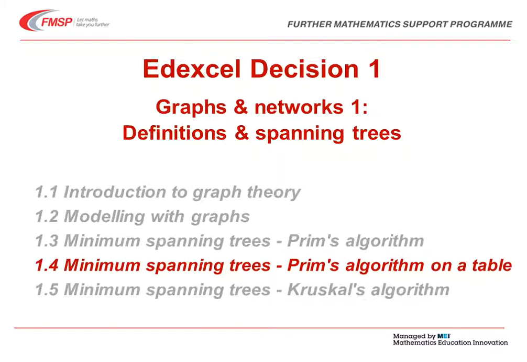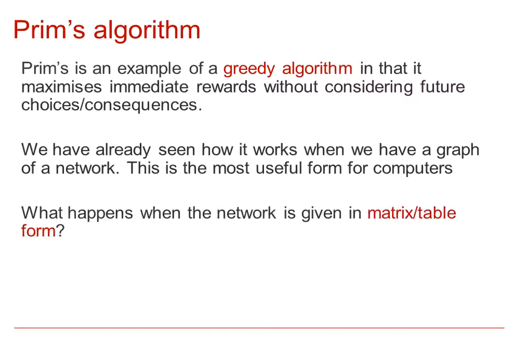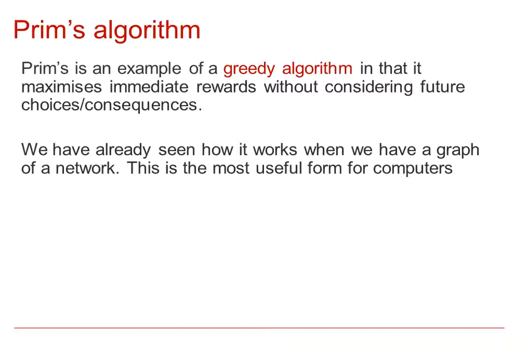EDX Decision 1, Graphs and Networks 1, Definitions and Spanning Trees. Finding the minimum spanning tree using Prim's algorithm in a table form. Prim's is an example of a greedy algorithm in that it maximizes immediate rewards without considering future consequences.